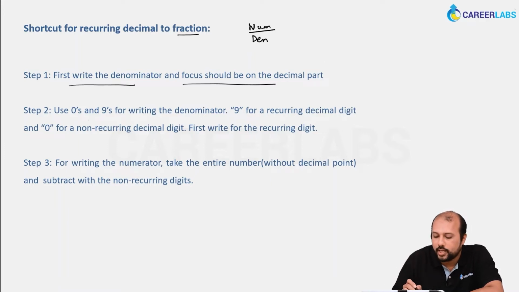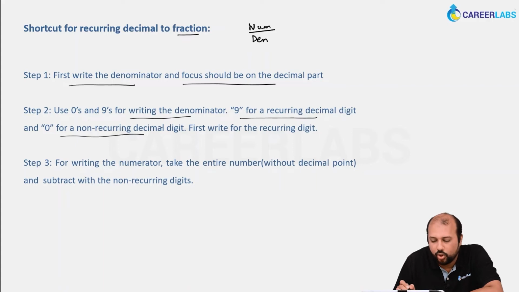Then use nines and zeros for writing the denominator: 9 for a recurring decimal digit, and 0 for a non-recurring decimal digit. And first write the recurring digit, obviously, because a 0 at the first will not make sense. If you have zeros at the first, 01 is the same as 1 only, right? So a 0 at the extreme left does not make sense. That's the reason you write the recurring digit first.